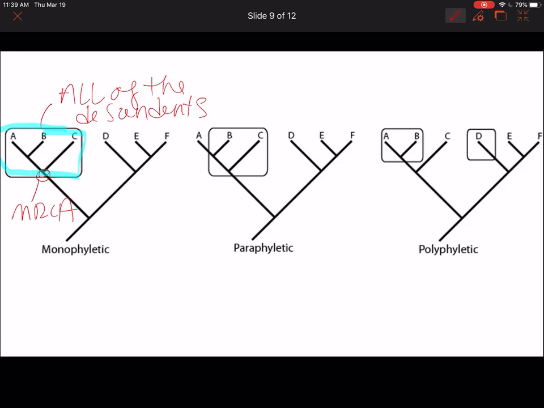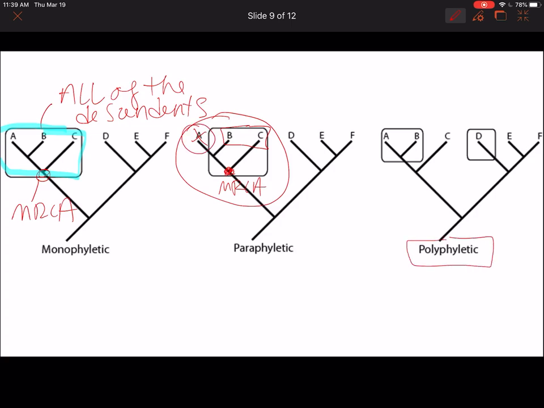Paraphyletic groups are a little bit different. It includes a most recent common ancestor and some of the descendants, but not all of them. So this most recent common ancestor plus species B and C make up a paraphyletic group, but we do not have a monophyletic group here because we are leaving out species A.